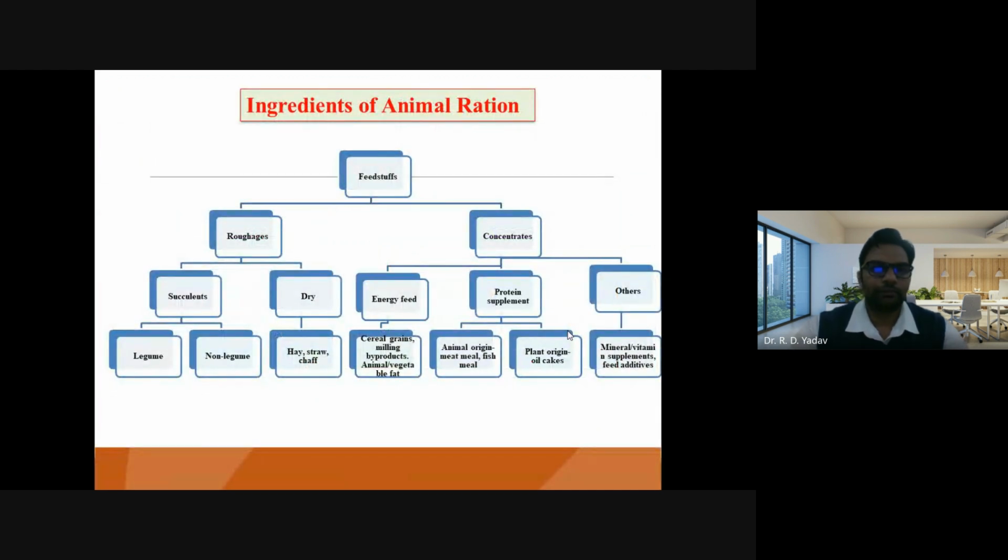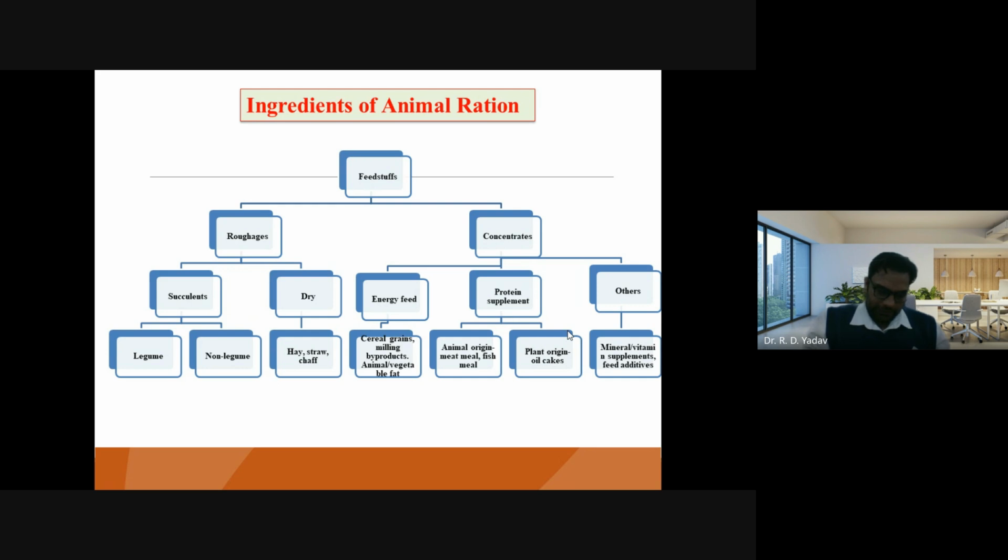Then this is the basic classification of feeds and fodders in case of ruminants. Whatever feedstuff we have is divided into 2 parts, that is roughage and concentrate. Roughage may be divided further into 2 parts: succulent and dry. In succulent, legume and non-legume, and dry like hay and straw. Concentrates are divided into 3 parts: energy feeds, protein supplements, and others.